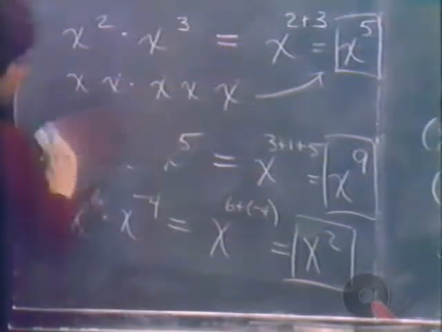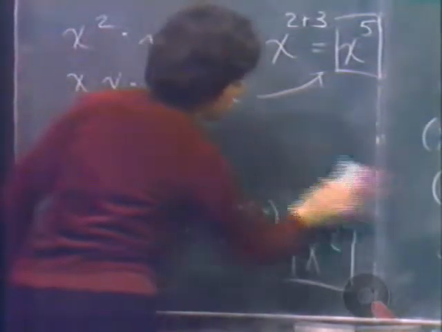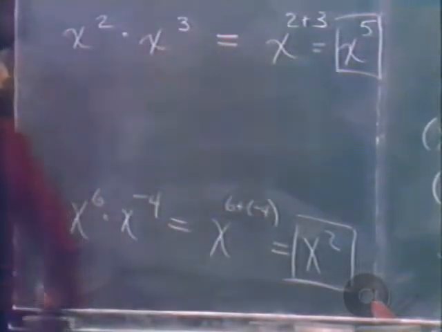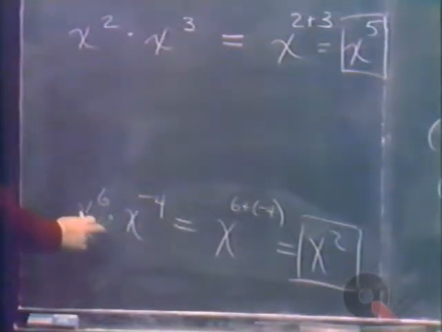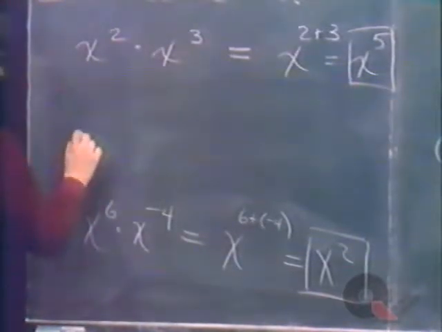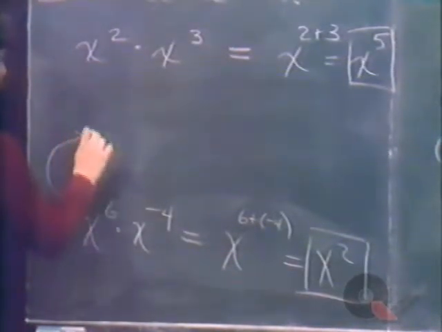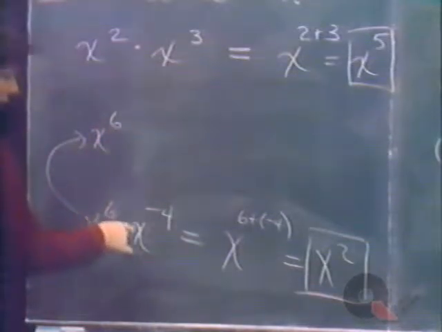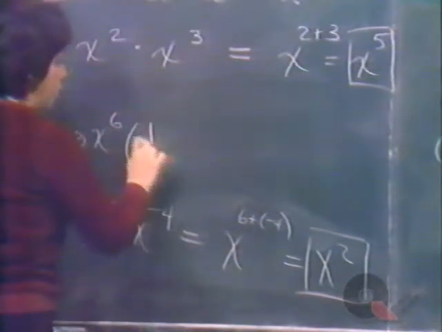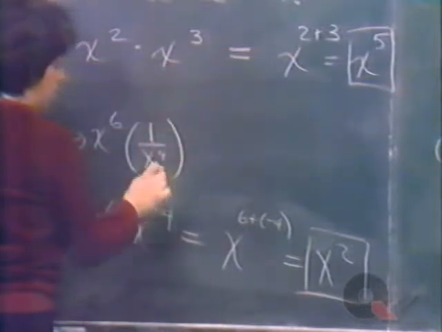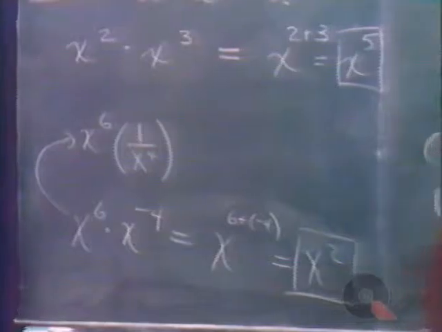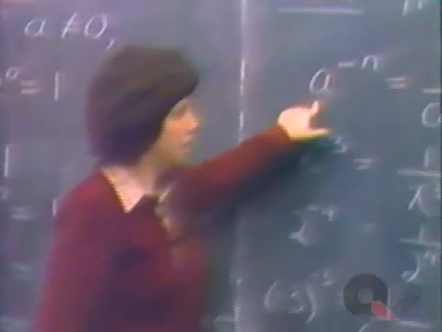Now, you can look at this in another way. It is more convenient to actually just use the rule, but if you want to see a little justification of this, if you're not that familiar with negative exponents, remember, this could be thought of as x to the 6th times x to the minus 4, which is the same as 1 over x to the 4th. We have that over here.